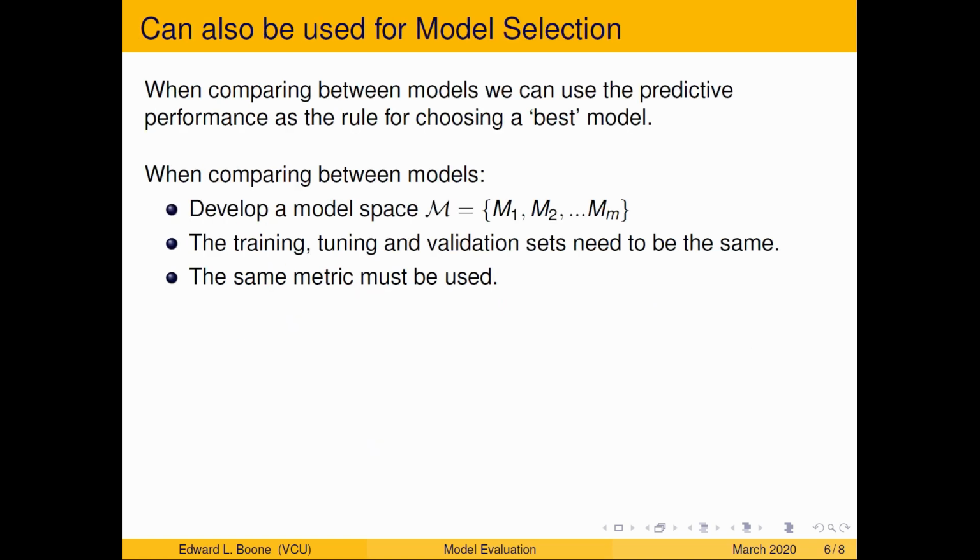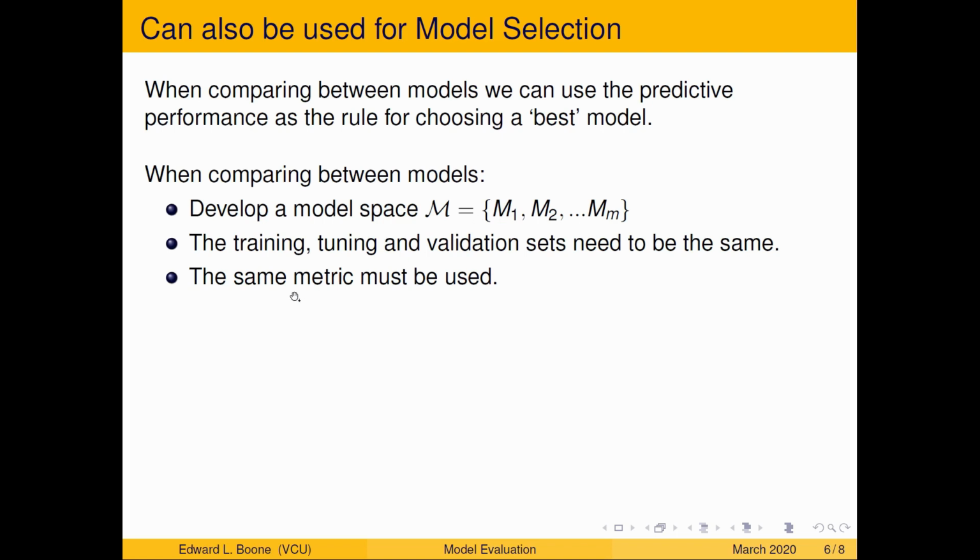All right, so how to use this for model selection? The first thing we need to do is develop a model space. It might be just two models: I'm going to use this model and that model. Or I might have a total of M models, for which I'm going to get a training, tuning, and validation set. And they need to be the same across all the models. So we're checking exactly the same thing across every single model. That way we're comparing apples to apples.